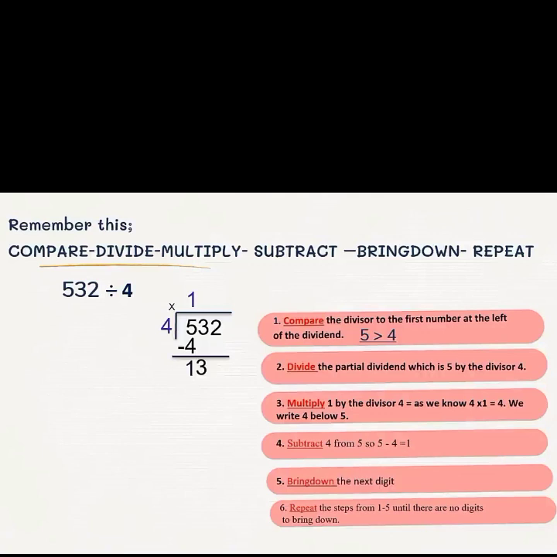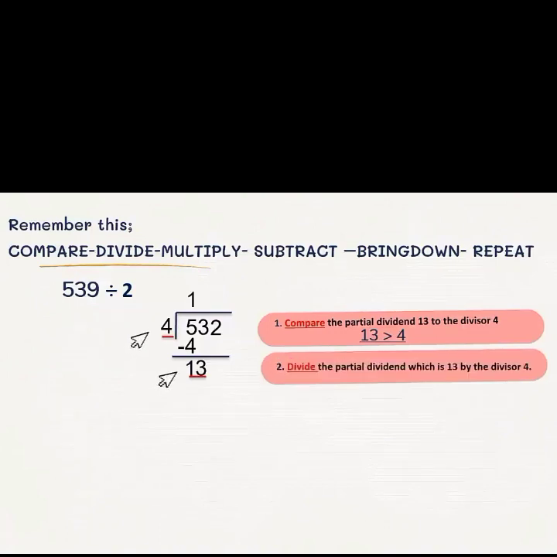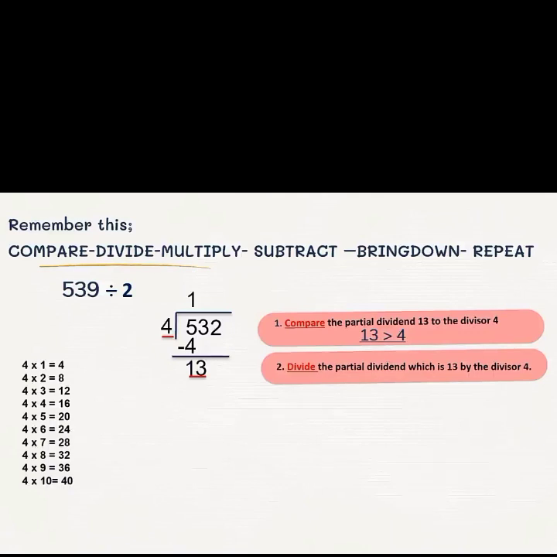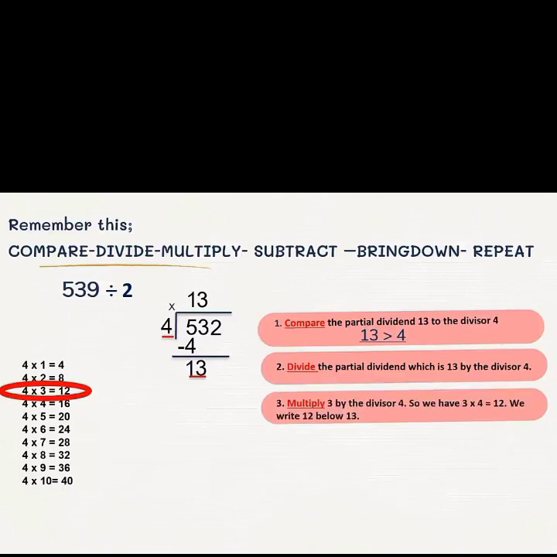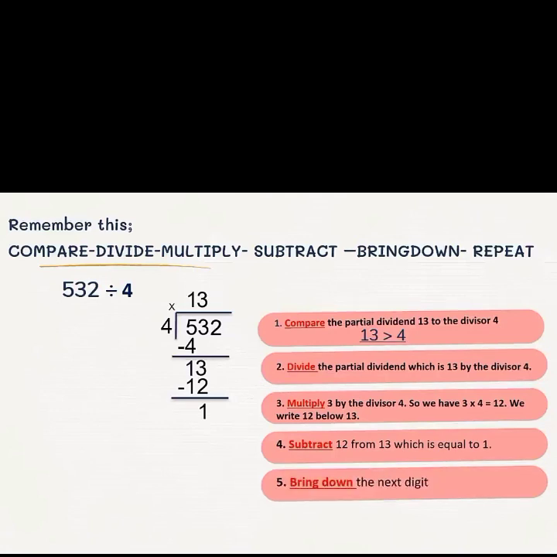So here we again compare 13 and 4. 13 is greater than 4, so we can now divide 13 by 4. The nearest product in the table of 4 is 12. So we write 3 in the quotient above and then multiply 3 times 4 is equal to 12. Write 12 under 13. Next is subtract 12 from 13, which is equal to 1. Now, bring down the next digit, 2.